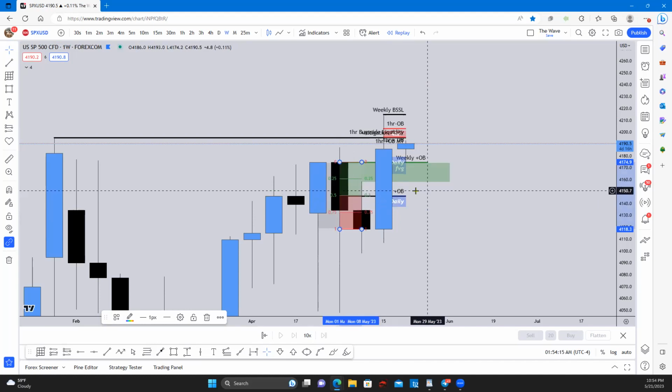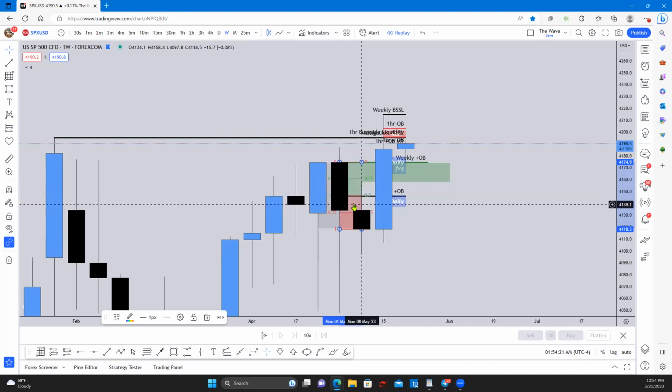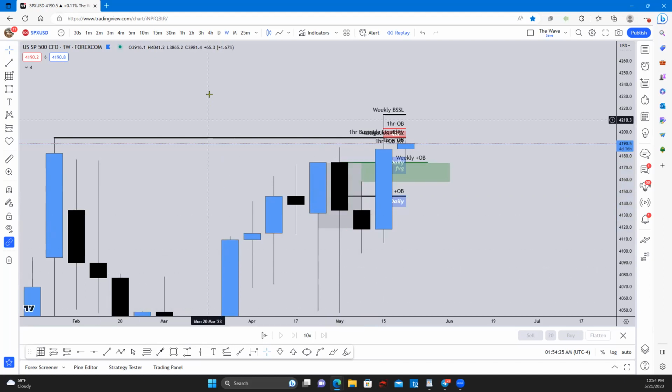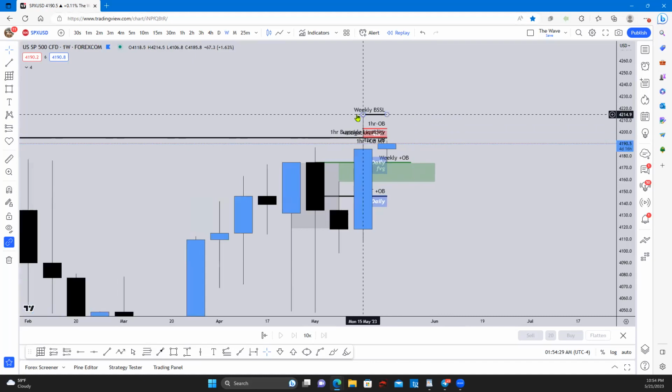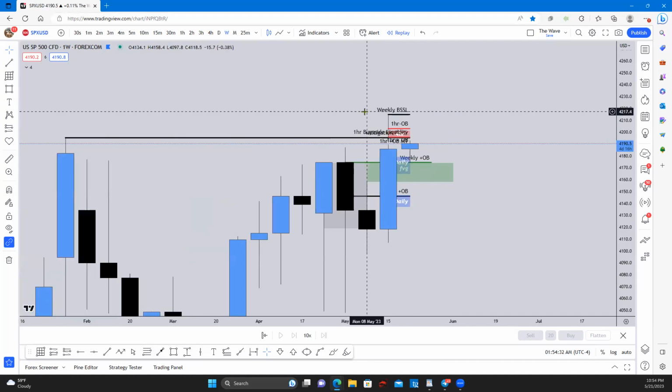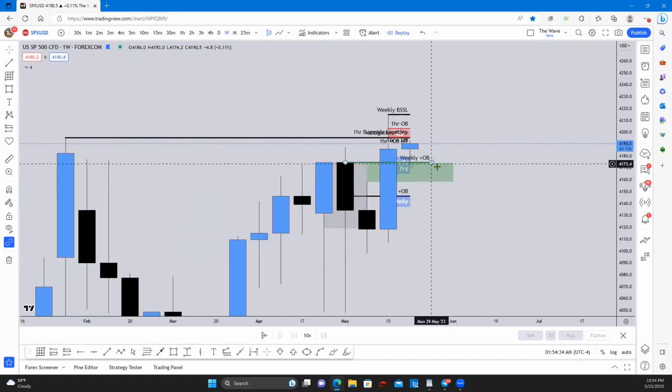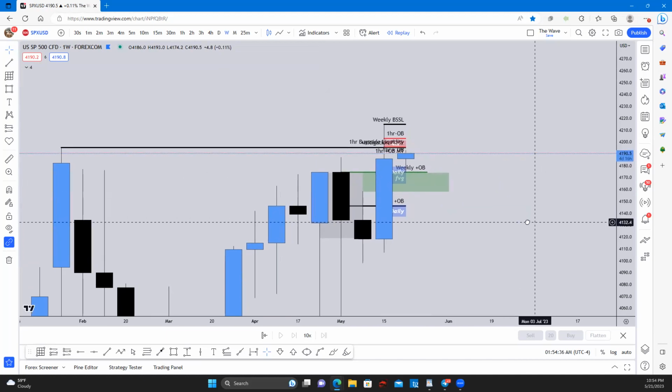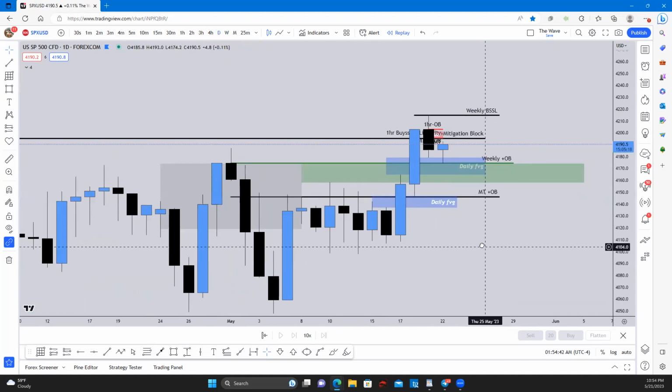Okay, so if price is going to respect this order block, we don't want the candle bodies to close below here. So we'll drop down to the daily and just note this as our weekly buy side liquidity swing high. So for the weekly expansion, my bias for the weekly candle is bullish here. So we drop down to the daily.